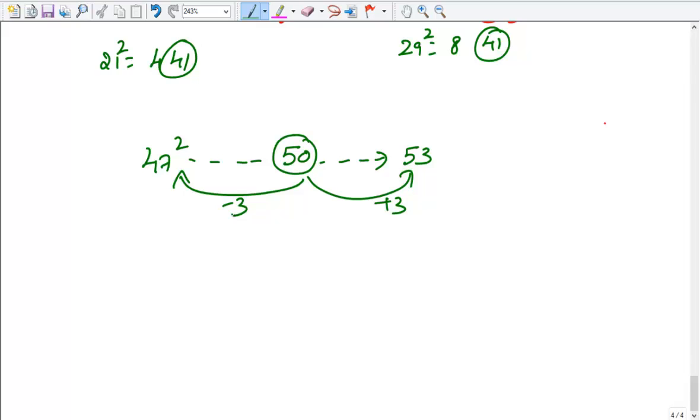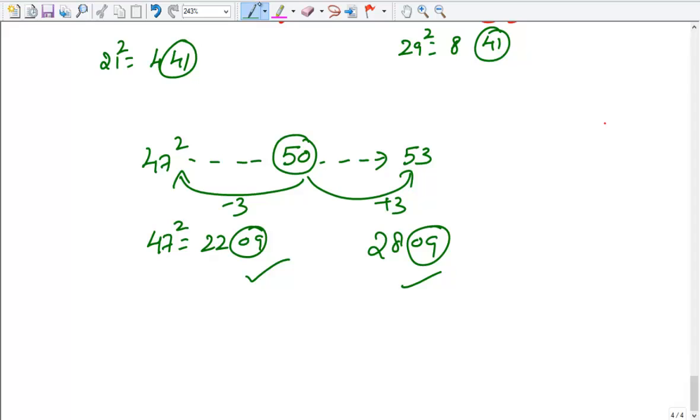How much is 53 square? Last two digits. Our primary concern is to find the last two digits. So that's going to be 2809. So that is 09. Now find 47 square. That's going to be 2209. Look at this. Last two digits are same.